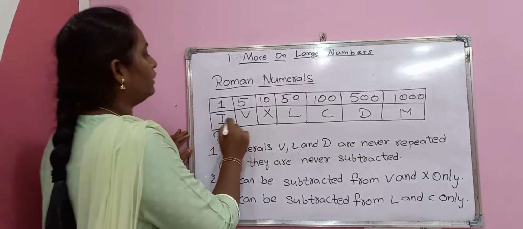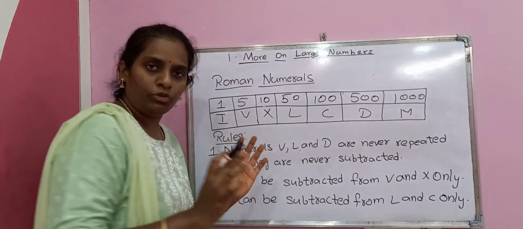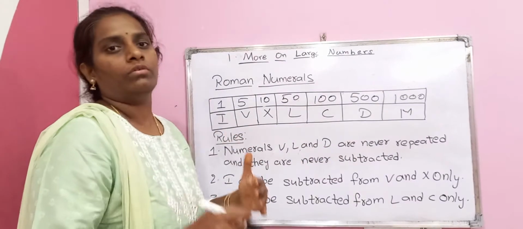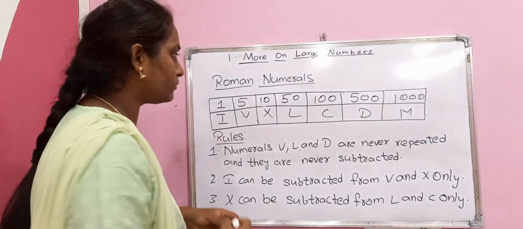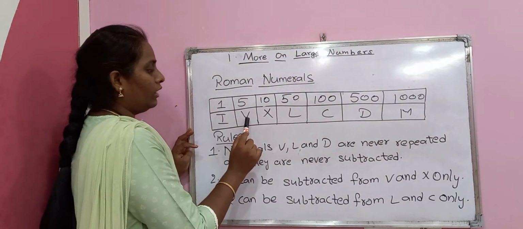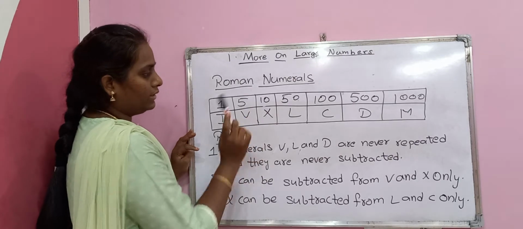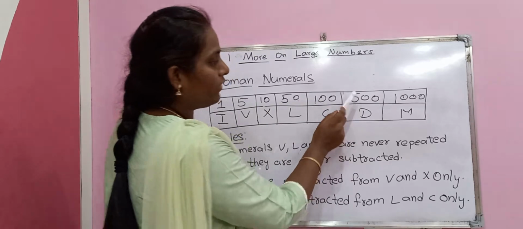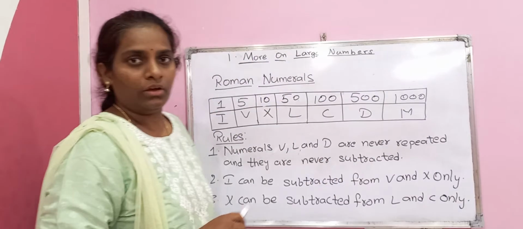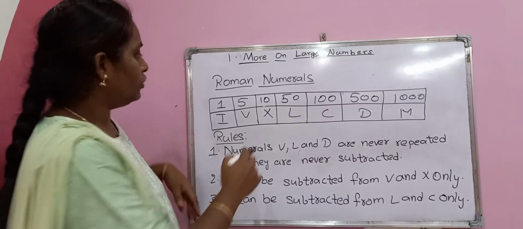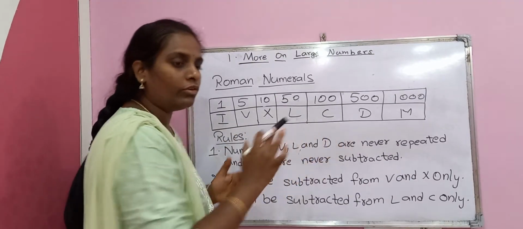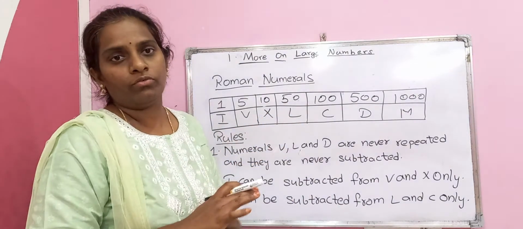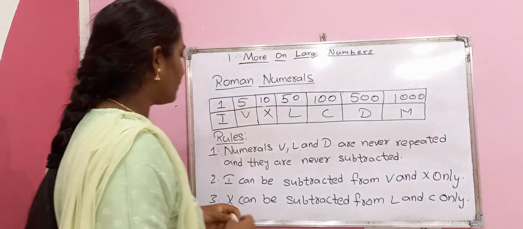They have only 7 numerals. Based on these numerals, you have to form other numerals. I means 1, V means 5, X means 10, L means 50, C means 100, D means 500, M means 1000. Okay? Use these numerals to form other Roman numerals. Without these Roman numerals, we cannot form new Roman numerals.